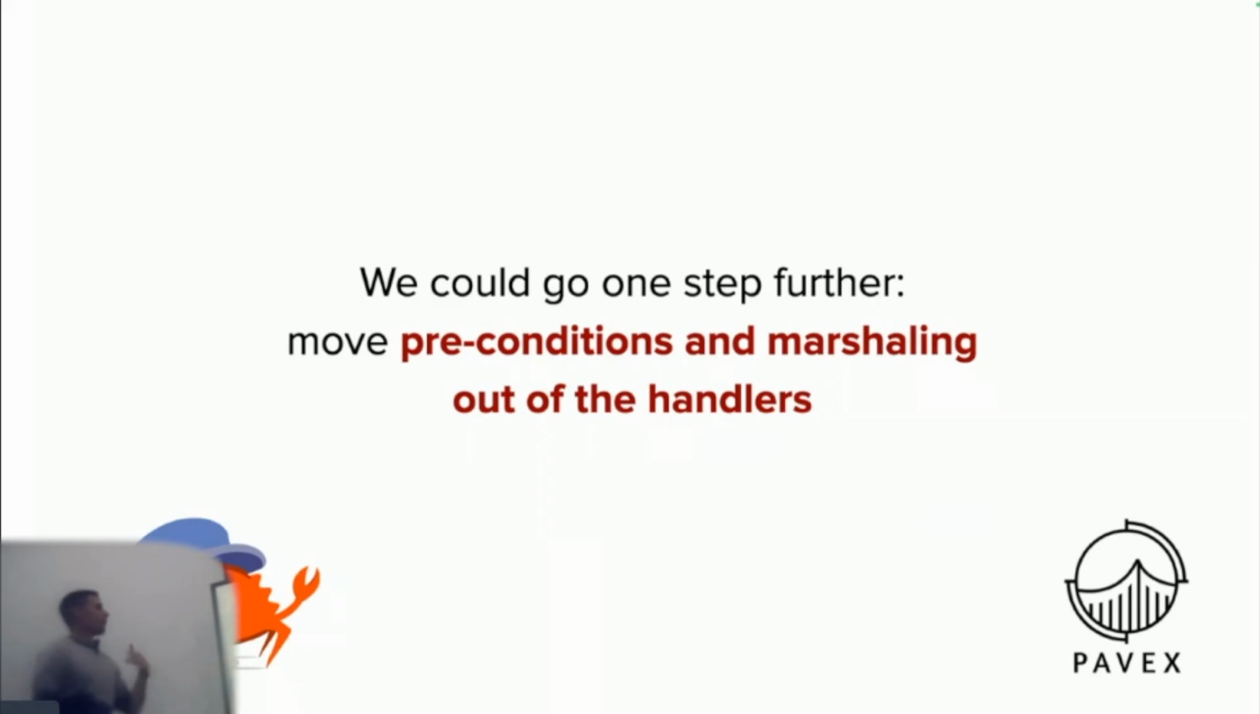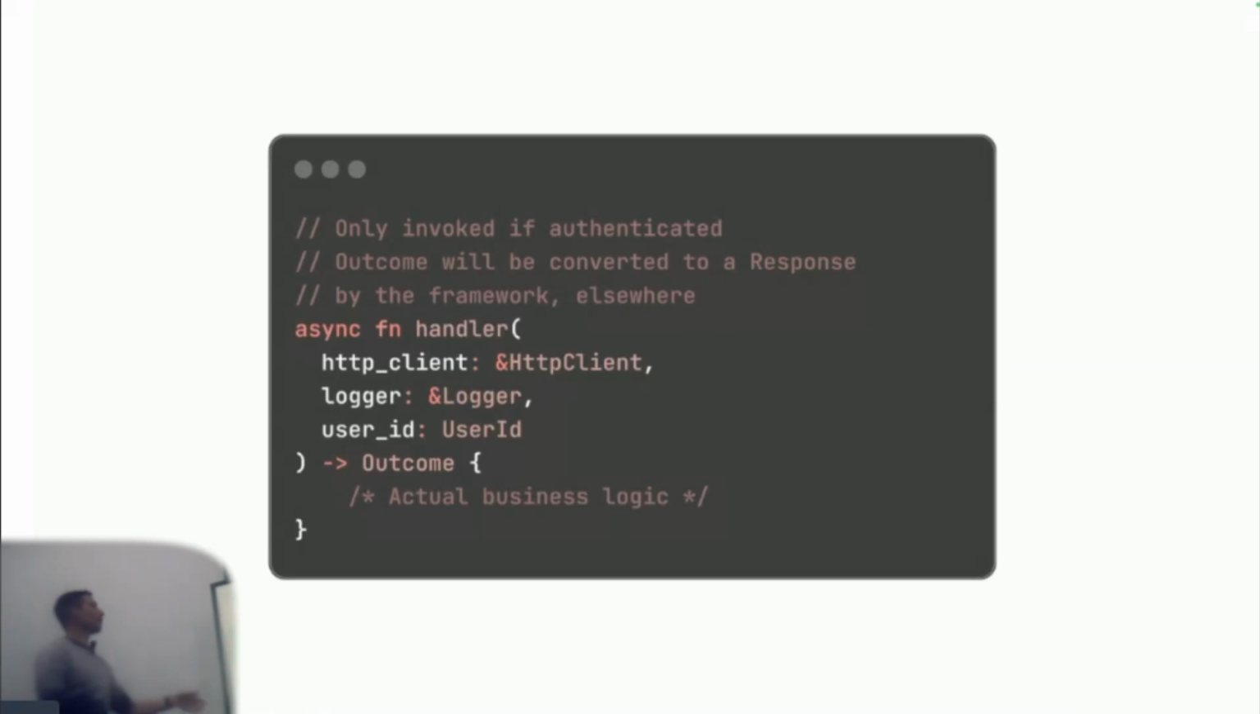As I was saying before, we could go one step further. So we could take those preconditions, that is, authenticated, and make it a precondition to the invocation of the handler. We could also take the marshalling out of the request handler. So we could get to something that looks like this. Handler, these are my inputs, only gets invoked if the user is authenticated. I do my business logic, I return the outcome directly. Somehow that's going to get converted into an HTTP response.